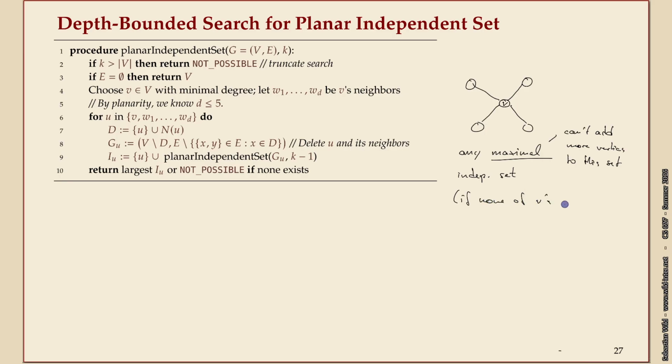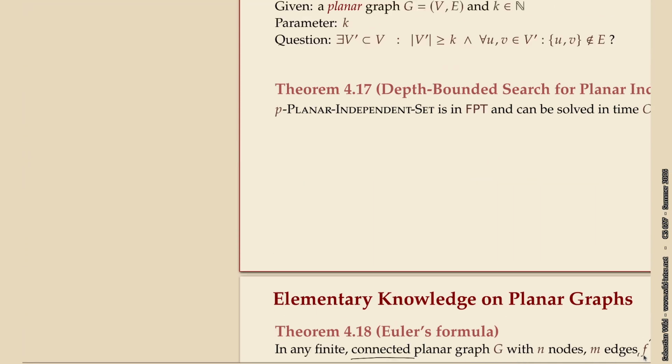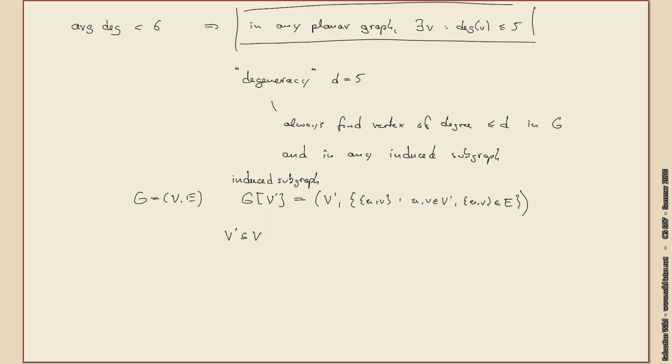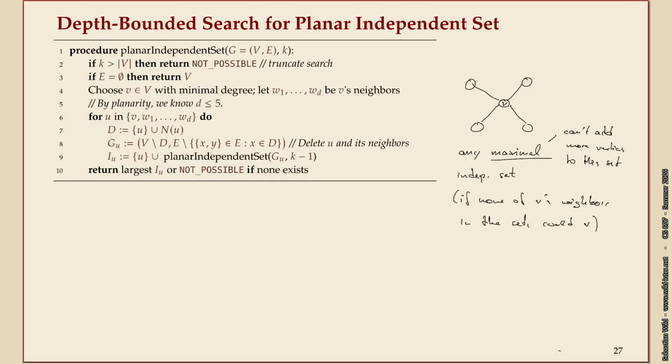None of V's neighbors in the set, you could add V itself. So any maximal independent set, any of those that have any chance of being the largest, they must pick either the center vertex or some of the neighbors. They could include many of the neighbors, but at least one of them. That's the idea behind this algorithm.